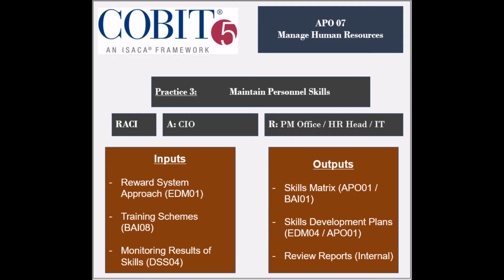The practice receives several inputs, which include the reward system approach from the EDM1 process, the knowledge training schemes from the BAI8 process, and the monitoring results of skills from the DSS4 process. It generates 3 outputs, which are the skills matrix to be used by the APO1 and BAI1 processes, the skills development plans to be used by the EDM4 and APO1 processes, and the review reports to be used internally.